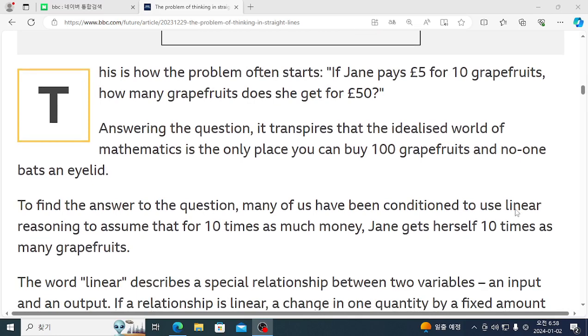This is how the problem often starts. If Jane pays £5 for 10 grapefruits, how many grapefruits does she get for £50? Answering the question, it transpires that the idealized world of mathematics is the only place you can buy 100 grapefruits, and no one bats an eyelid.